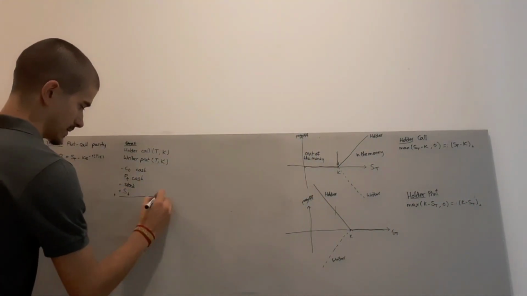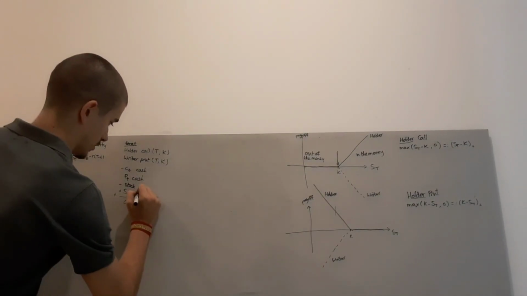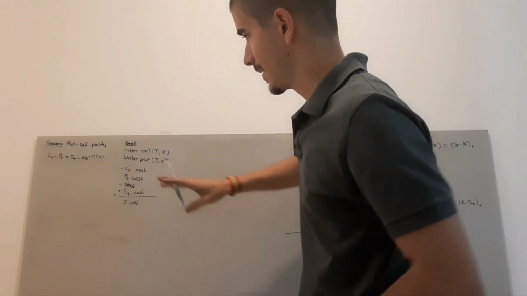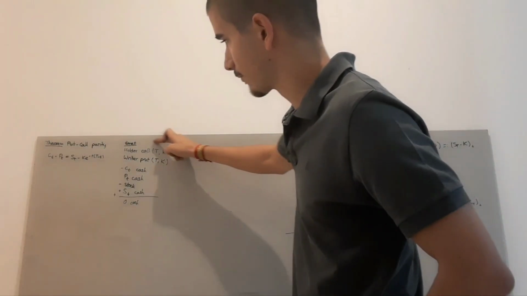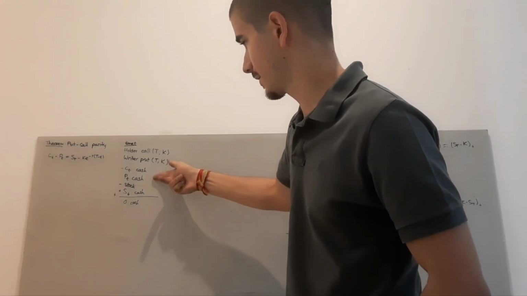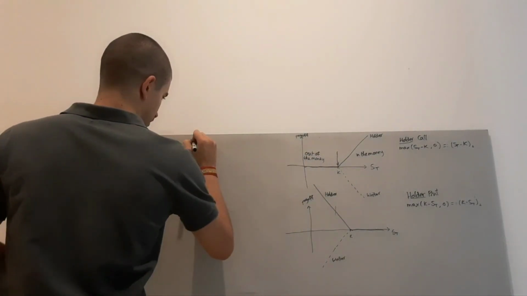So the total worth of this is 0 in cash, right? This is cash. It's worth 0 because we've offset everything with every other thing. This is worth this, and this is worth this. Now, let's see what happens at time big T, at the expiry date.